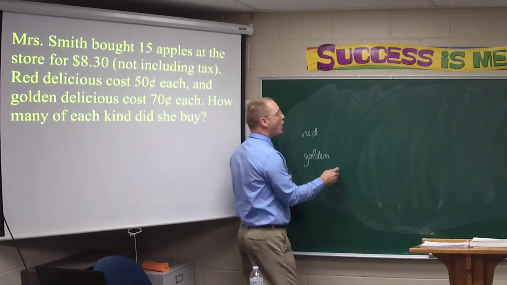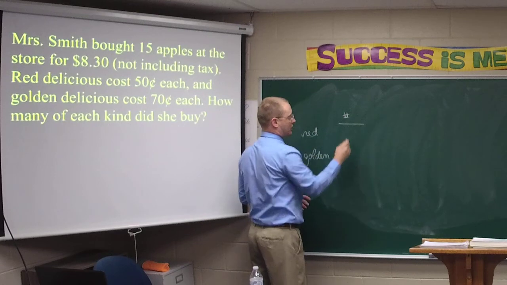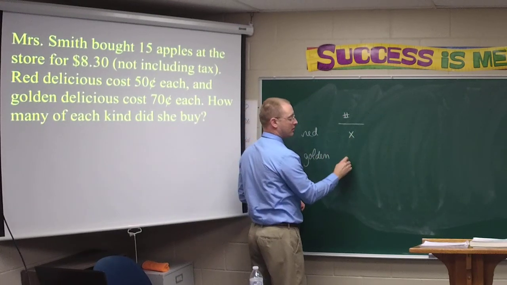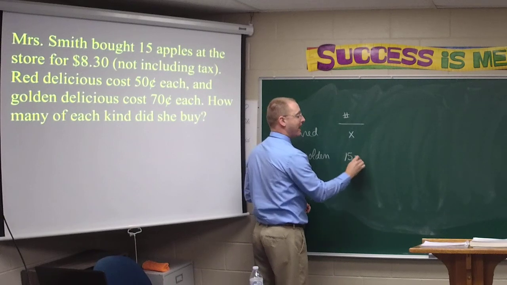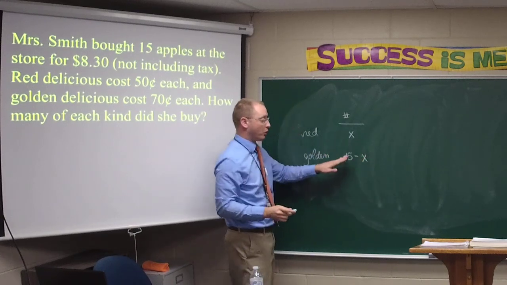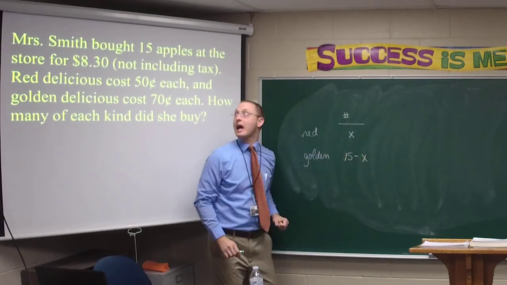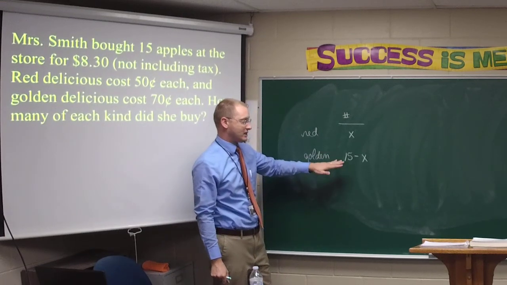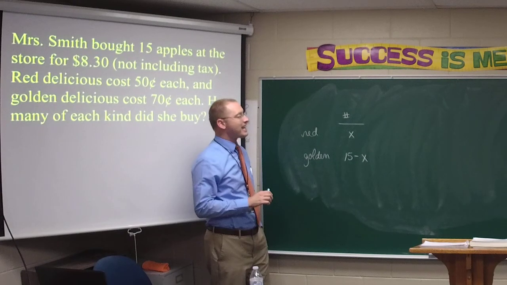So if I don't know the number of red delicious apples, I can just call that x. But golden delicious is going to be 15 minus whatever that is. The total minus x. If you have two unknowns and you're given a total, make one unknown x and the other total minus x.